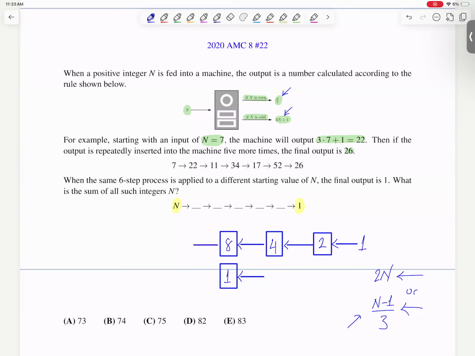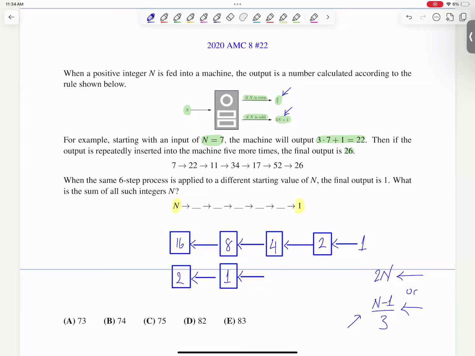And the fourth reversing now. We can have 16. If we have 8, 8 minus 1 is 7, and 7 divided by 3 is not an integer. So the only option from 8 in the fourth reversing is 16. If we have 1, we can have 2.